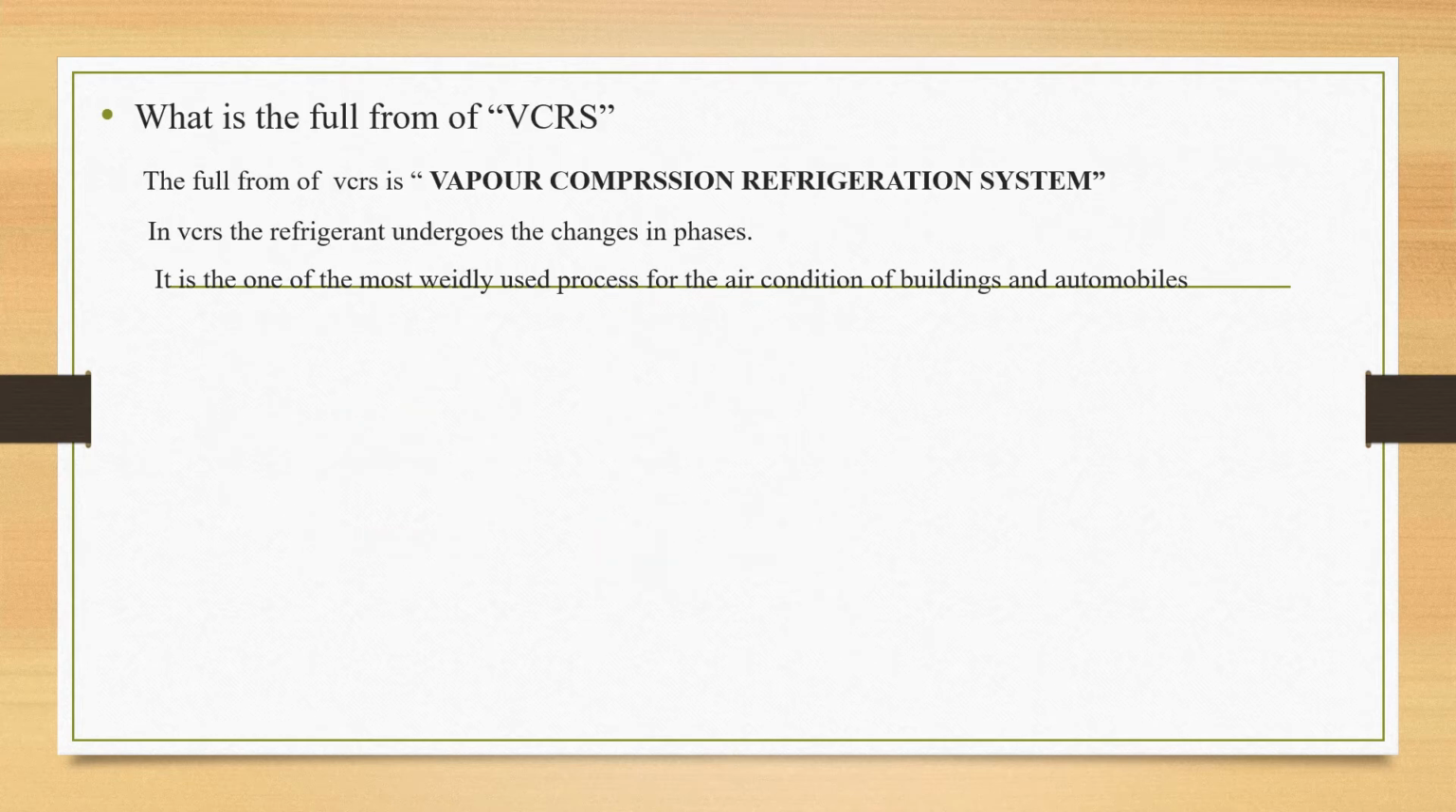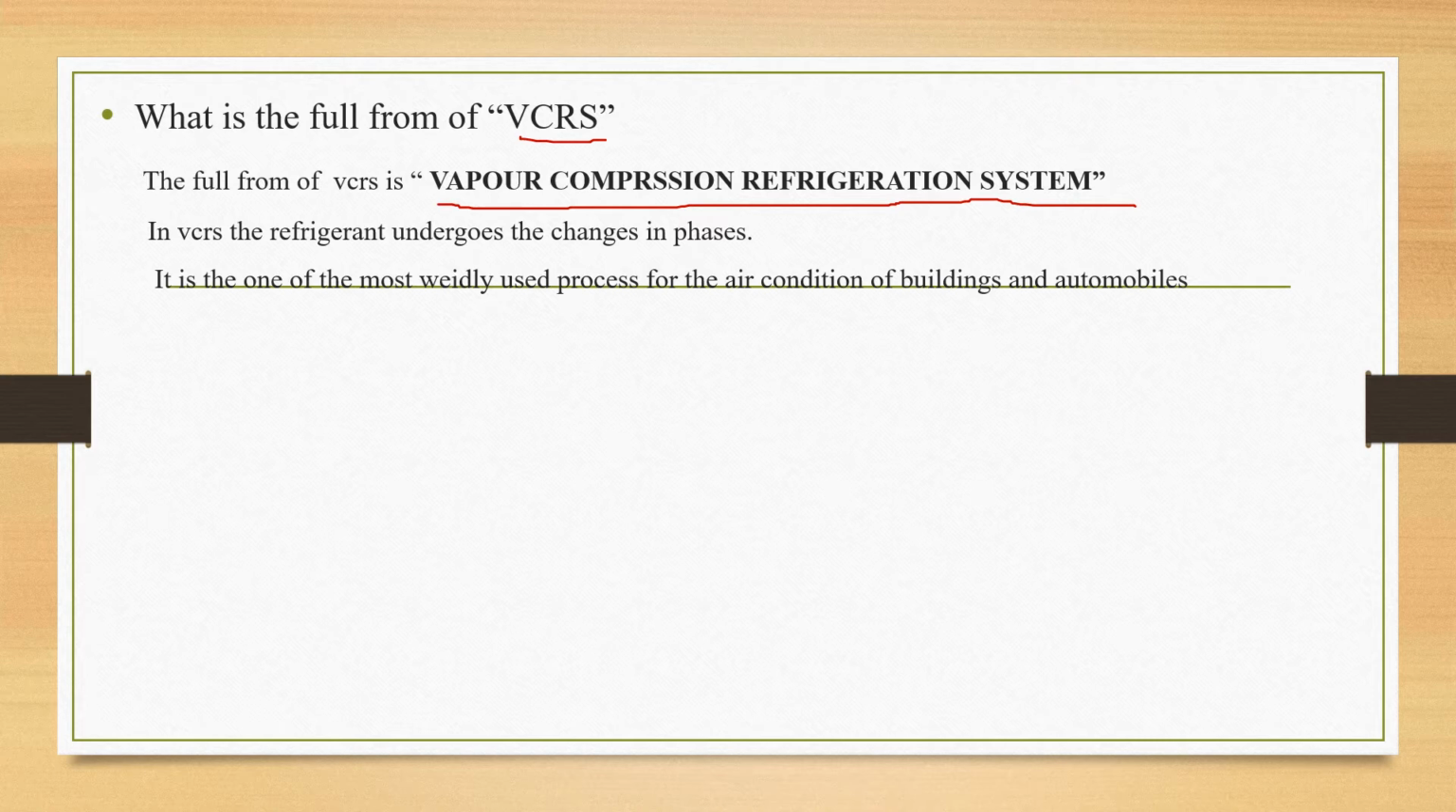Now let us see what is the full form of VCRS. We are discussing the effect of subcooling in the VCRS system. The full form of VCRS is vapor compression refrigeration cycle. In this, the refrigerant undergoes changes in phases.